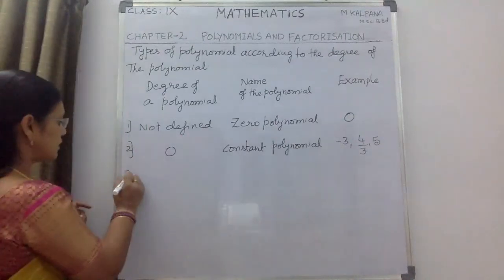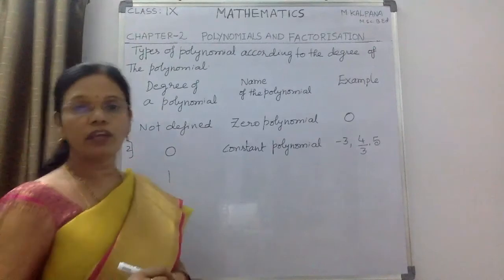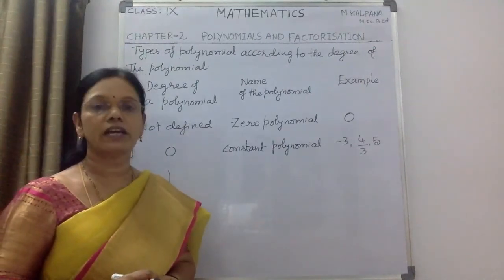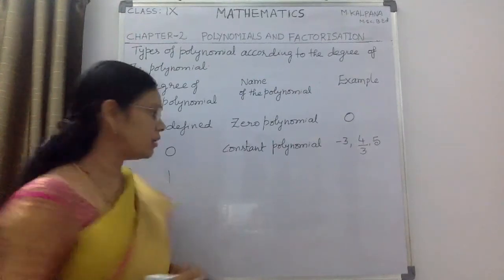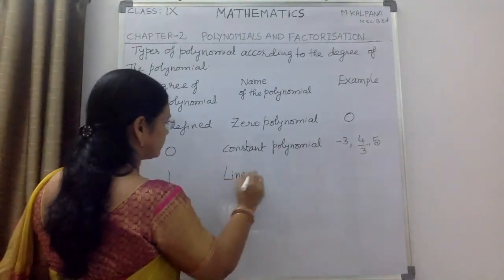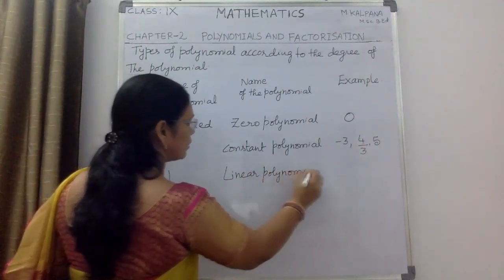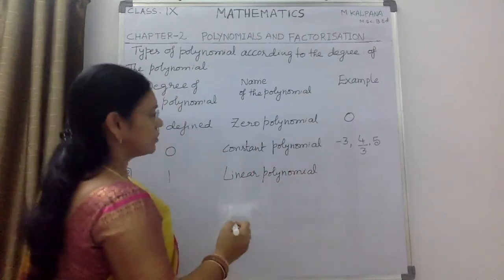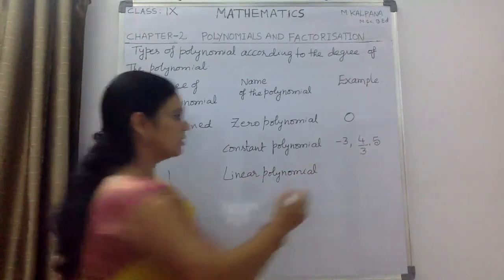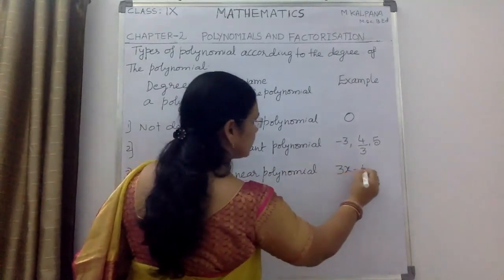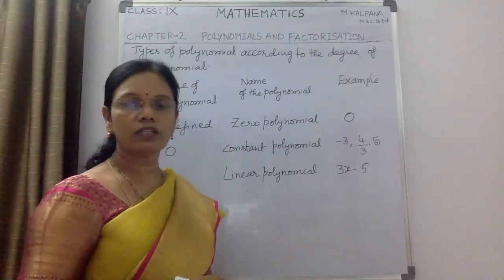Now take the degree 1. The name of a polynomial which has degree 1 is known as a linear polynomial. You can give any example. Can you give some examples? You also write in your notebooks. 3x minus 5. I am writing an example. 3x minus 5. You also try to write some more examples in your notebook.